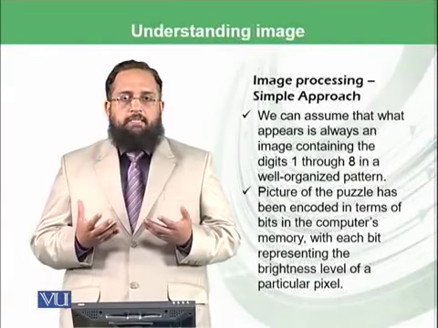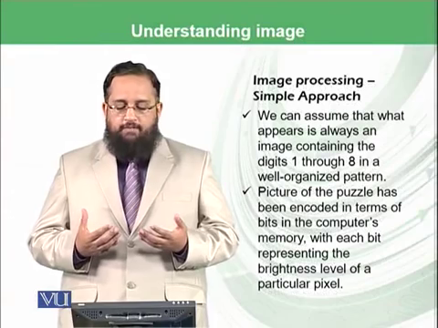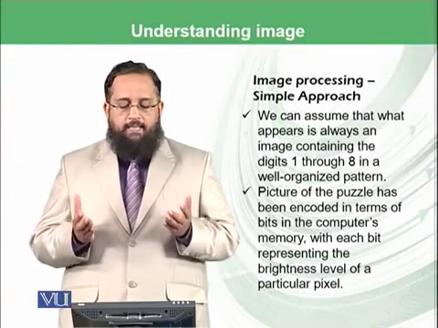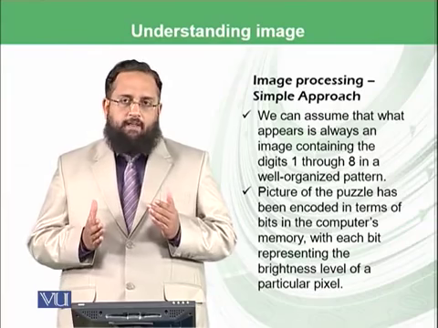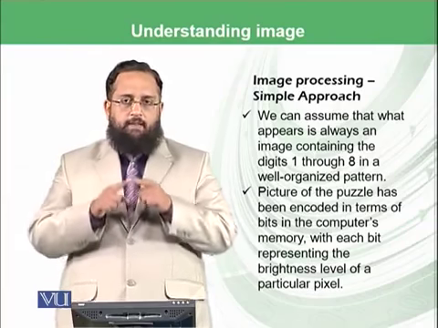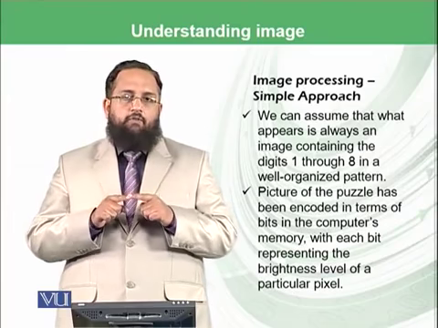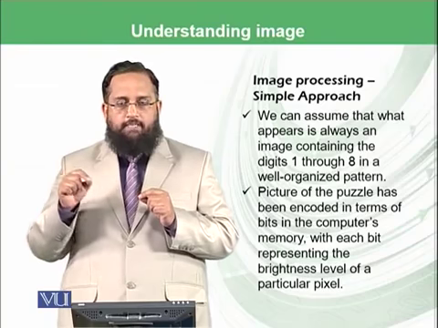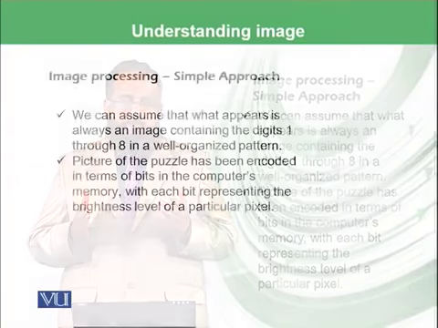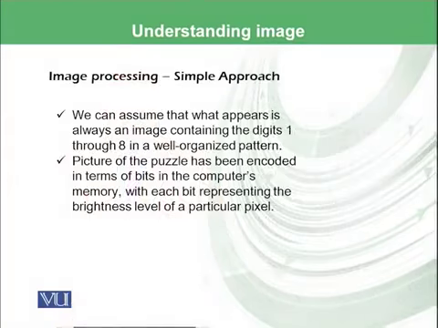One of the simplest approaches could be to assume that what appears is always an image containing digits 1 through 8 in a very well organized manner. In our example, there is a particular size of square and each square might have 1, 2, 3, 4, 5, 6, 7, 8. So these are the numbers. That's it. We should not be worried about any number greater than 8 or less than 1.